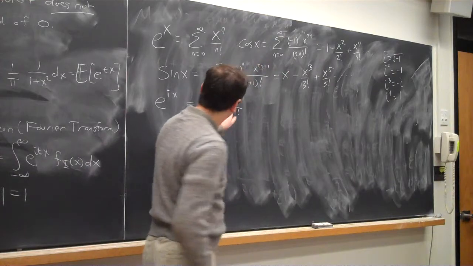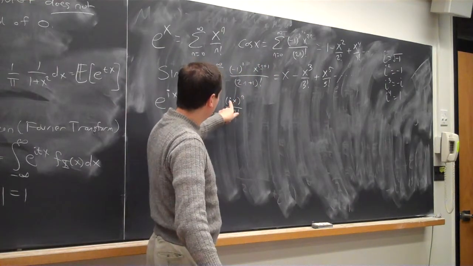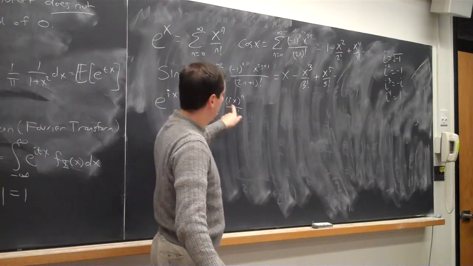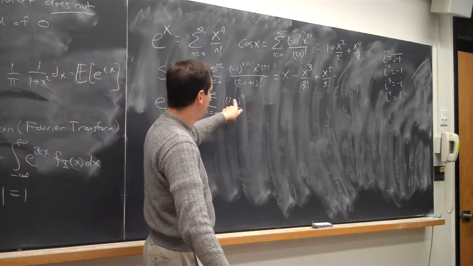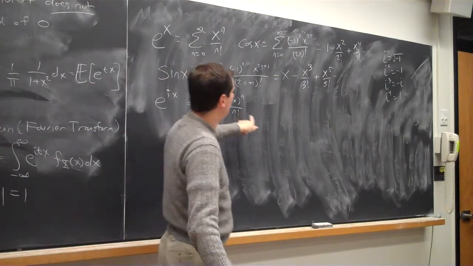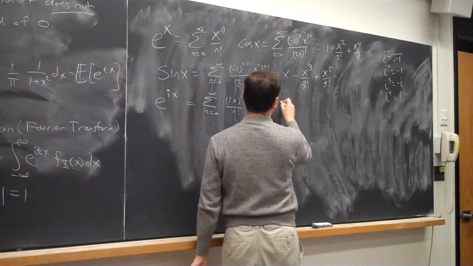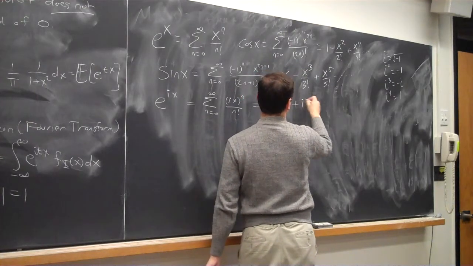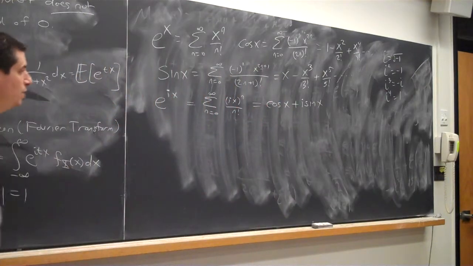Basically, when n equals 0, I'm going to start off with 1. When n equals 1, I'm going to get ix over 1 factorial. That's this term multiplied by i. When n equals 2, I'm going to get an i squared, which is a minus 1. That's this term. When the dust settles, you get cosine x plus i sine x. And so this is a wonderful formula.